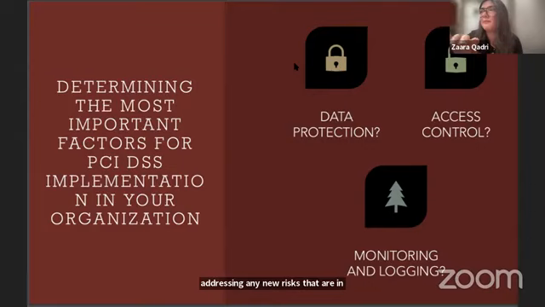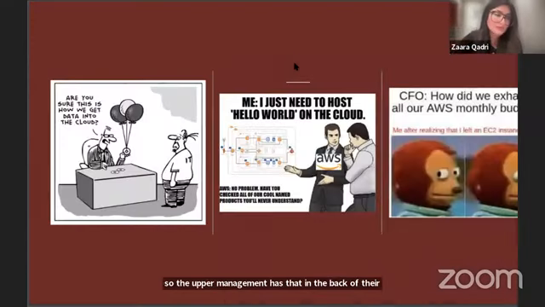For example, every day we have a person who identifies new risks that are happening with certain companies or certain tools that we're using. We have one person whose sole job is to identify that, so the upper management has that in the back of their mind for new implementation.